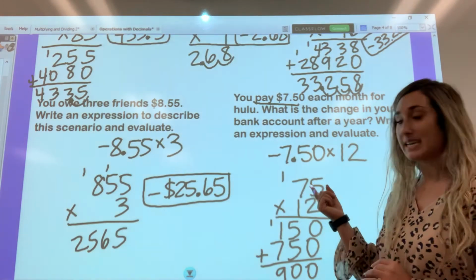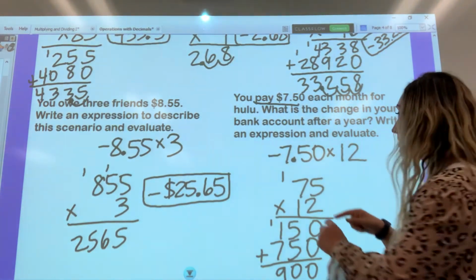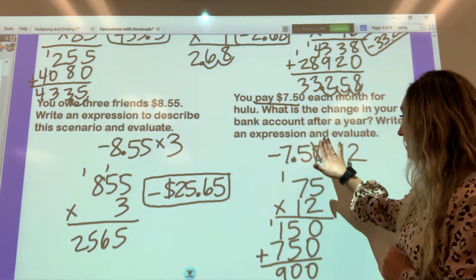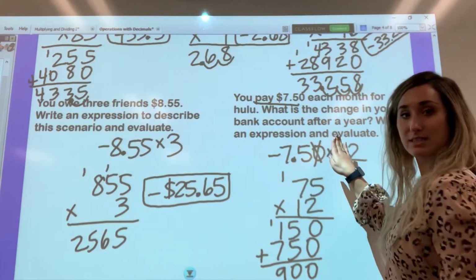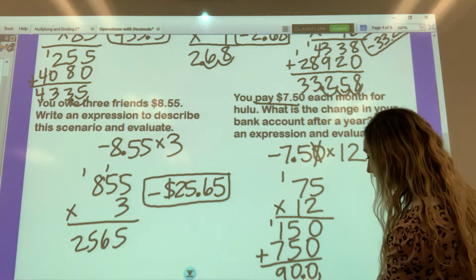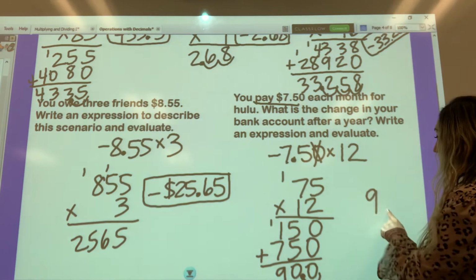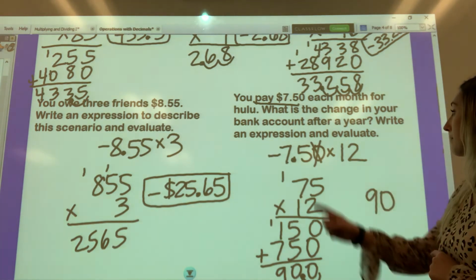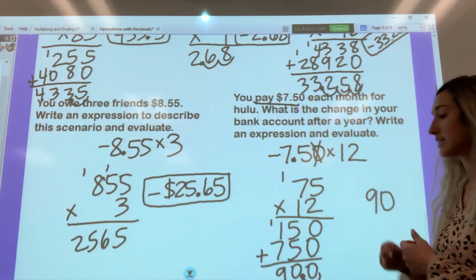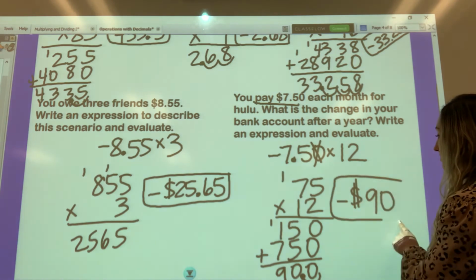So technically, right now, there are 2 decimal places in our problem. But remember, I didn't include this 0 in the 75. So without that 0, there's actually only 1 decimal place in the problem, meaning there should only be 1 decimal place in the answer, giving us an answer of 90. But remember, this is an amount that we're paying, and this was a negative times a positive, making our answer negative $90. Final answer.